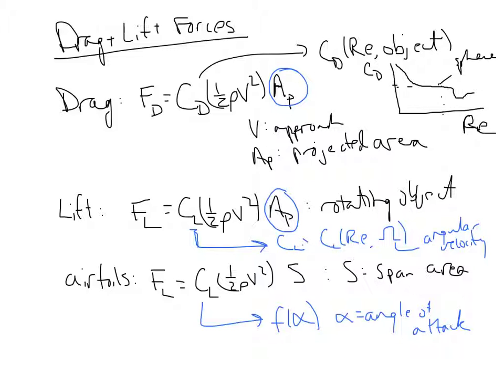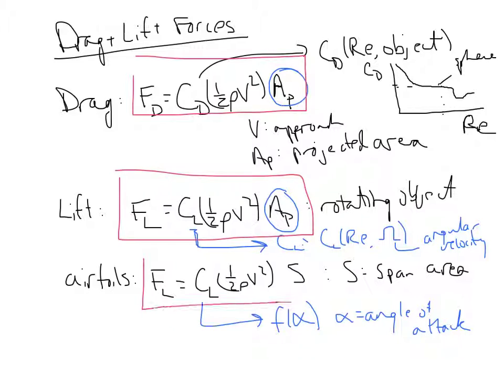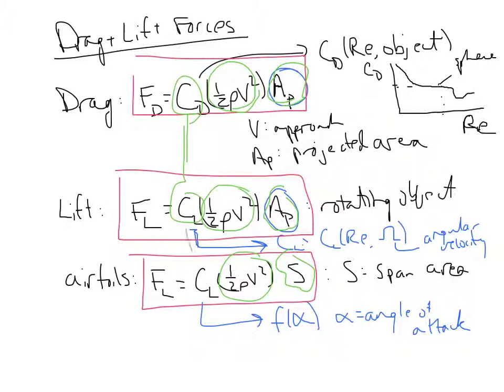In all three cases, I just want to emphasize that the basic dimensional formulation is exactly the same. It's pressure group, 1/2 rho V squared, times an area, either projected area or span area, and then a dimensionless coefficient, either a drag or a lift coefficient. So it's the exact same formulation in all three cases. It just needs some care in defining the coefficient and the area for a particular solution.